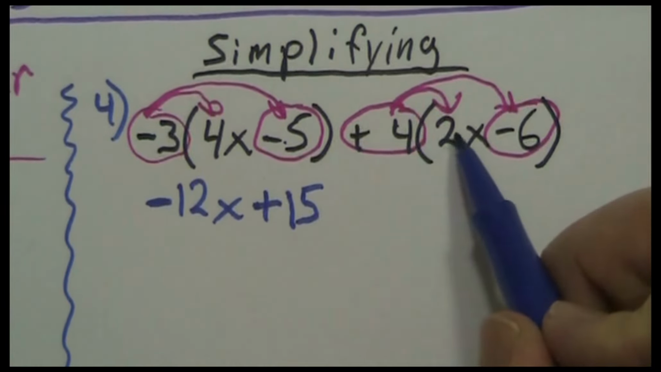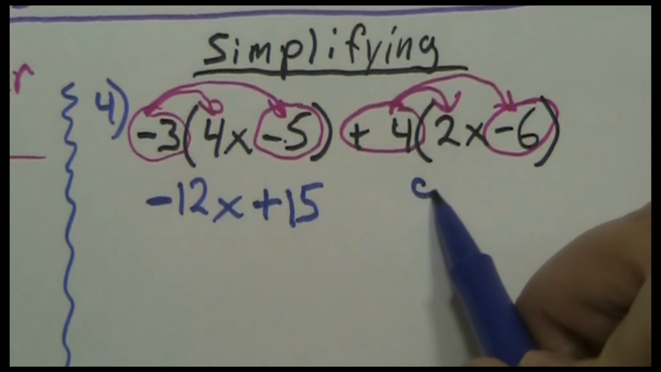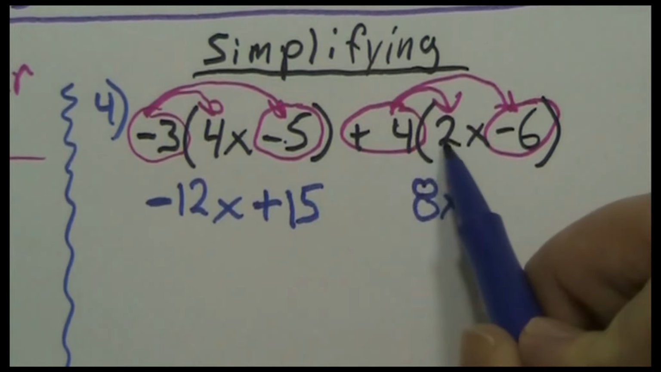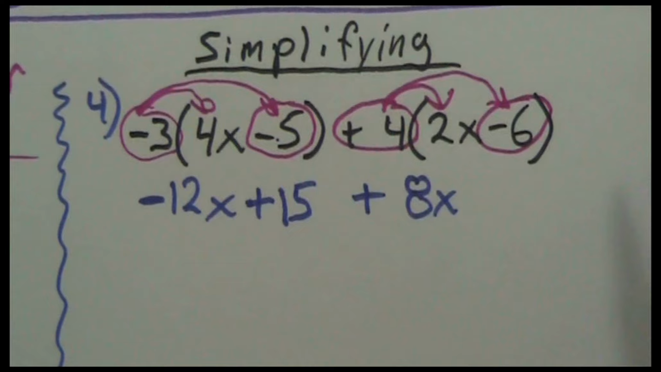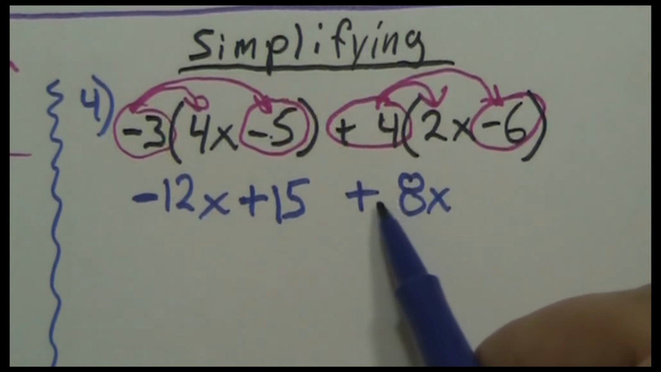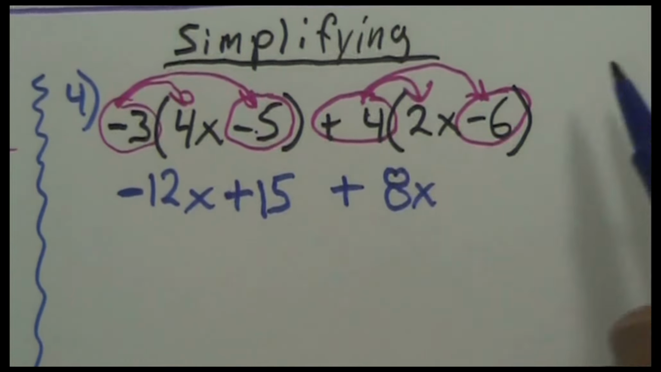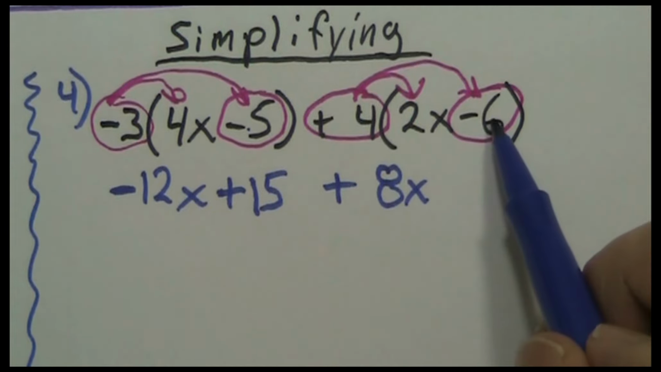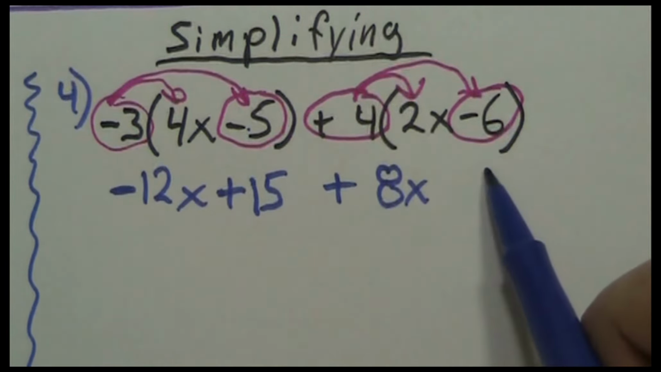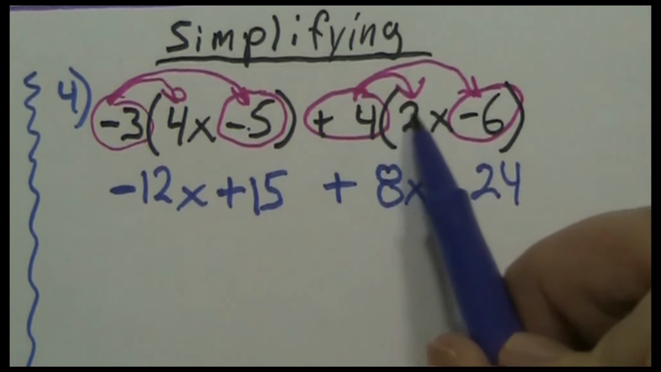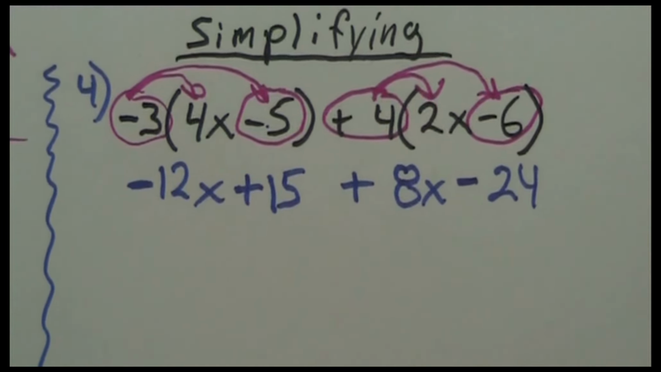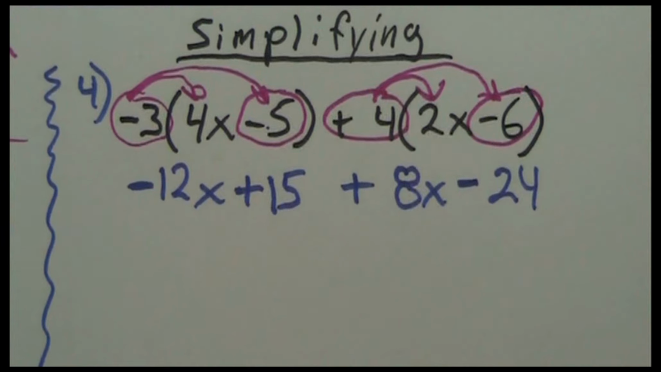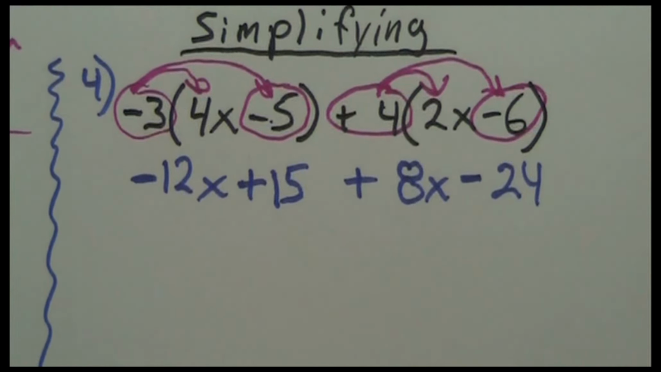Then I have 4 times 2x, that's 8x. Now they're both positive, so it's a positive. Put a plus in front of it. Don't just leave a number hanging, all right? Put something in front of it. And then we have 4 times 6 is 24. And there's one negative. So it's negative or minus. Think of it that way. It's the same result.